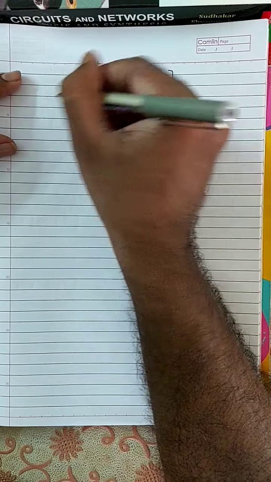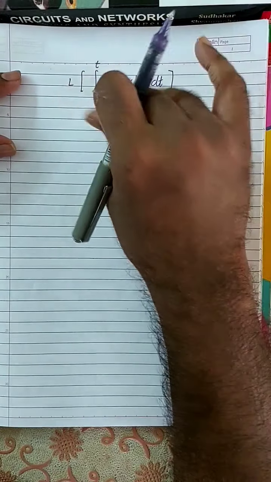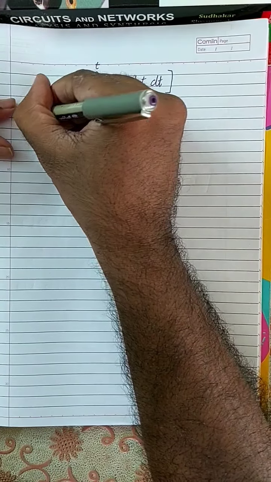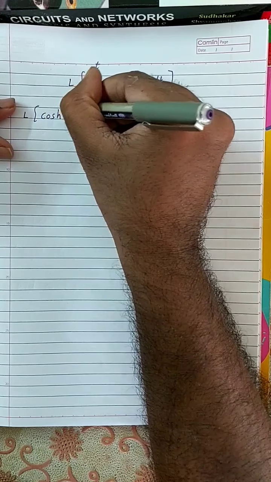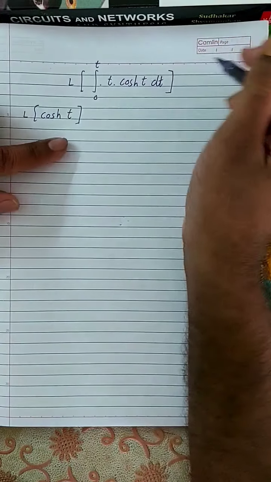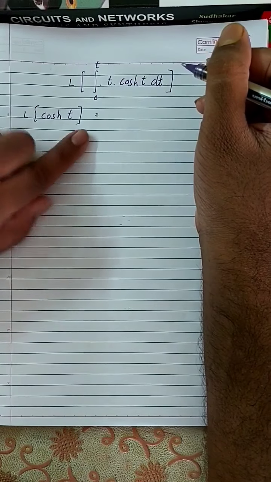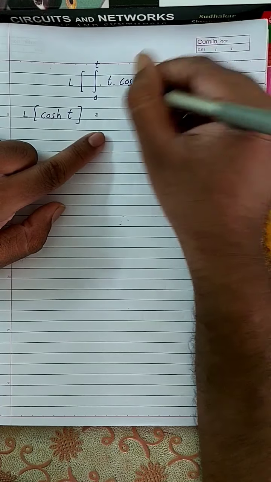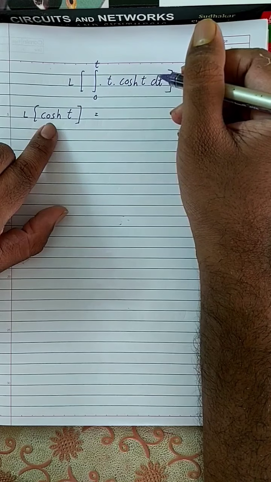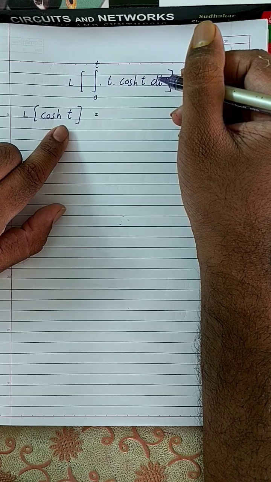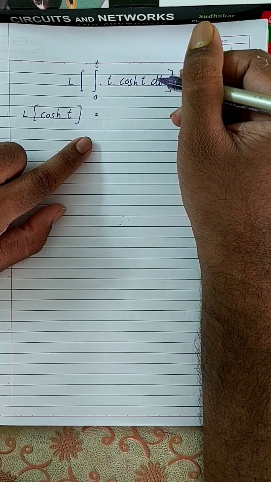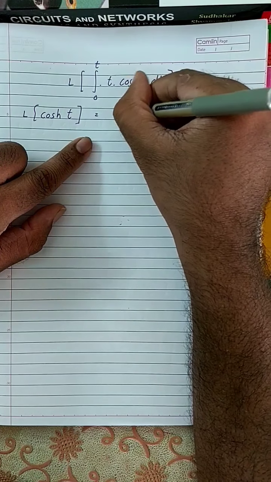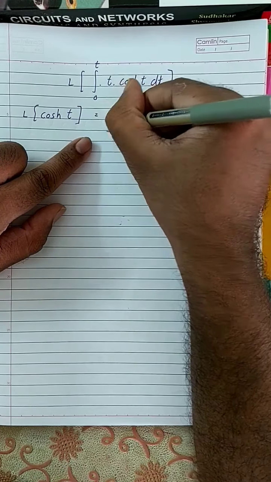First, I'm going to use all the properties that I've studied before. So the first property: I know the Laplace transform of cos ht. Let's look at how we do this problem. The Laplace transform of cos omega t is nothing but s by (s square minus omega square). So here it will become s by (s square minus 1).